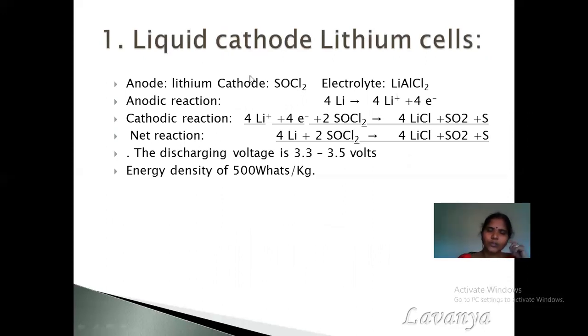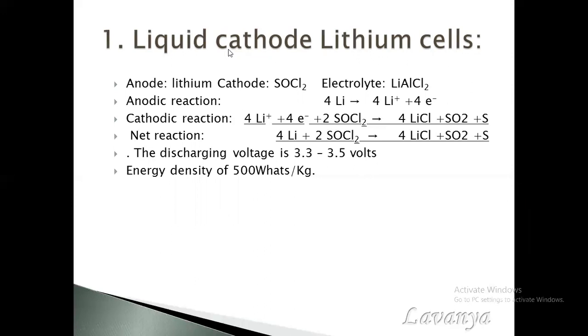So let's start with one type of lithium cell, that is the liquid cathode lithium cell. As I mentioned earlier, the anode is always lithium. Just the cathode varies from one type of cell to the other. Here, as the liquid cathode, we use thionyl chloride, and the electrolyte is lithium aluminum chloride. And here the anodic reaction is simple: 4 lithium release 4 electrons and produce 4 Li+.